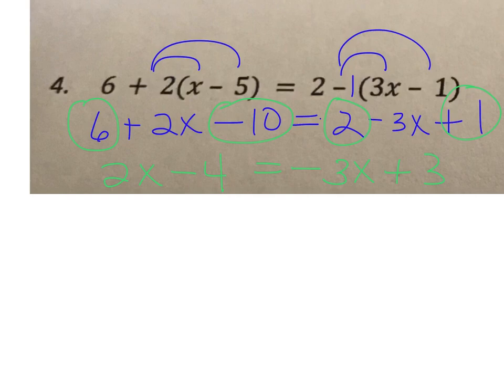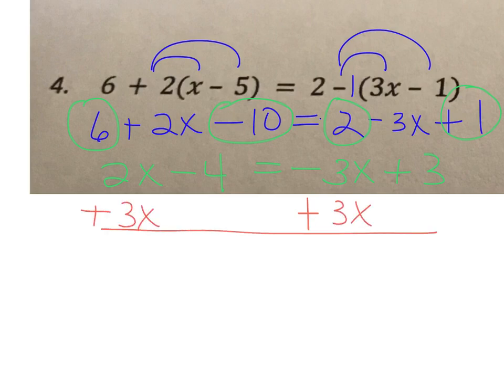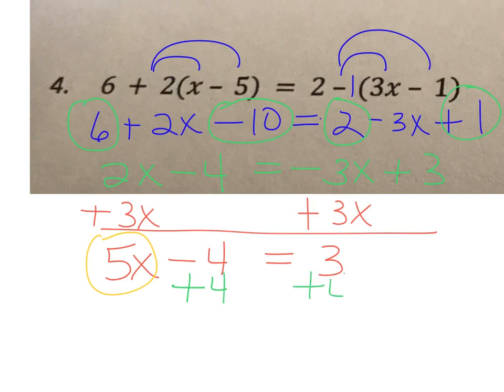Okay, I am ready to move the variables to one side. So I'm going to add 3x to both sides. That gives me 5x minus 4 equals 3. I want to isolate my variable, so I want to get the 5x by itself, so I'm going to do that by adding 4 to both sides. And I get 5x equals 7 so far.